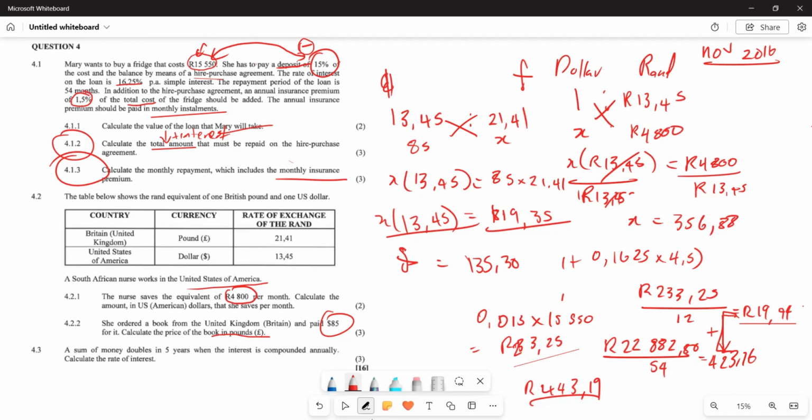Now, which means your $85 is equivalent to 135 pounds. How to get it? Now let's continue.